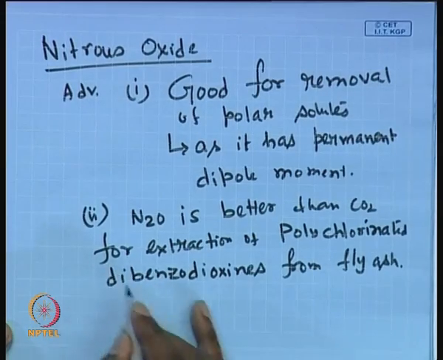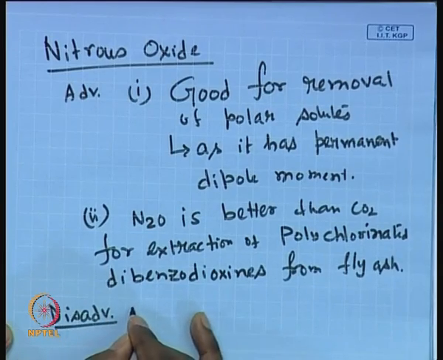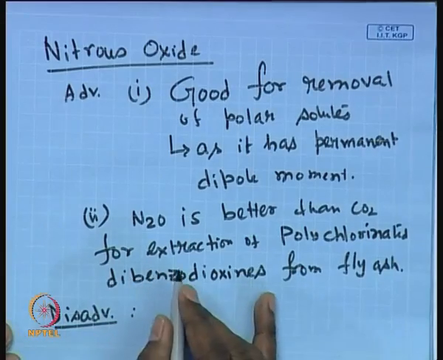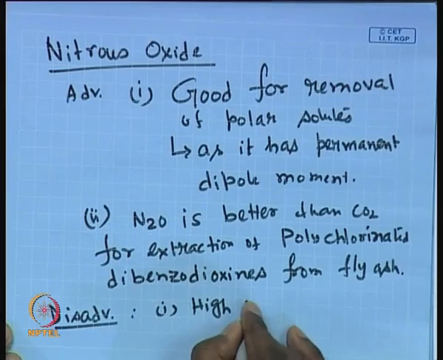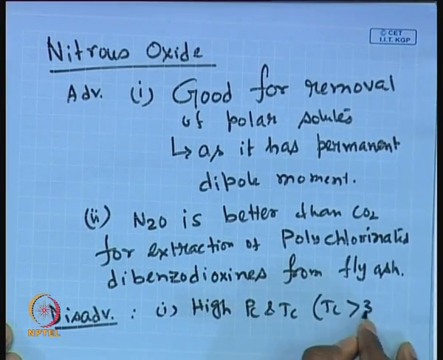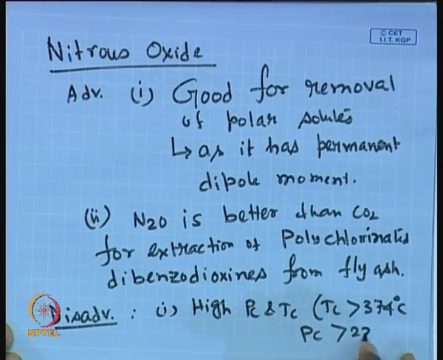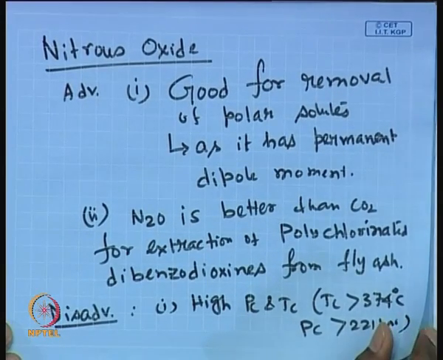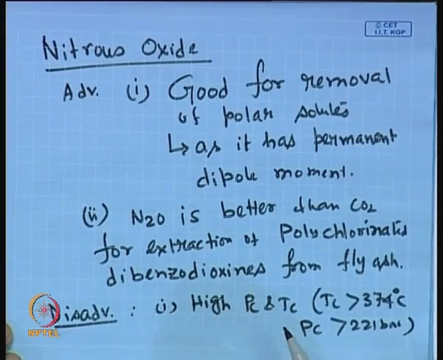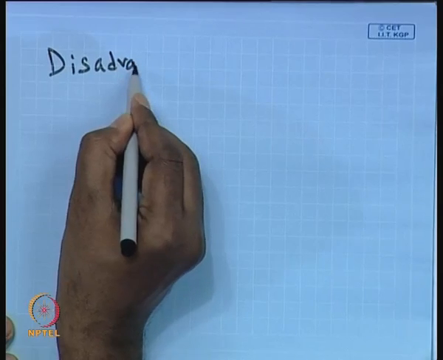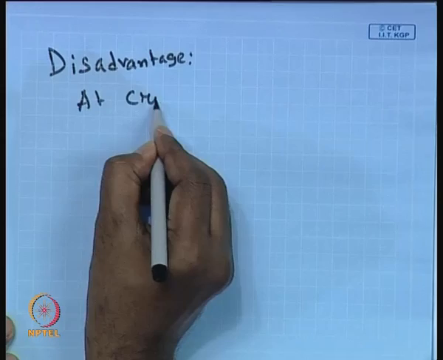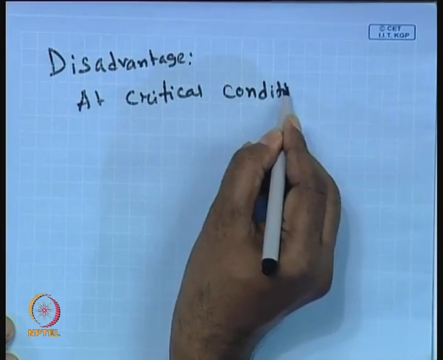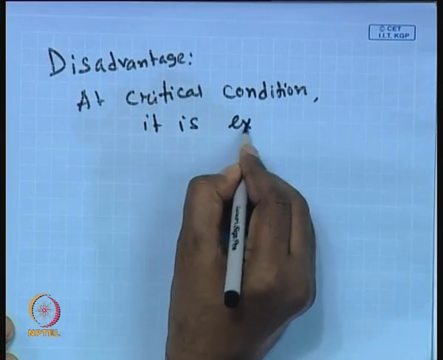These are very carcinogenic, highly carcinogenic, but the main disadvantage of using nitrous oxide is that it has relatively high critical conditions, high critical pressure, high Pc and Tc. It means Tc is greater than 374 degrees centigrade and Pc is greater than 221 bar. So it has high critical pressure and critical temperature, and nitrous oxide becomes very explosive. Okay. Sorry, at critical condition it becomes explosive. That is the main disadvantage. At critical condition, it is explosive.